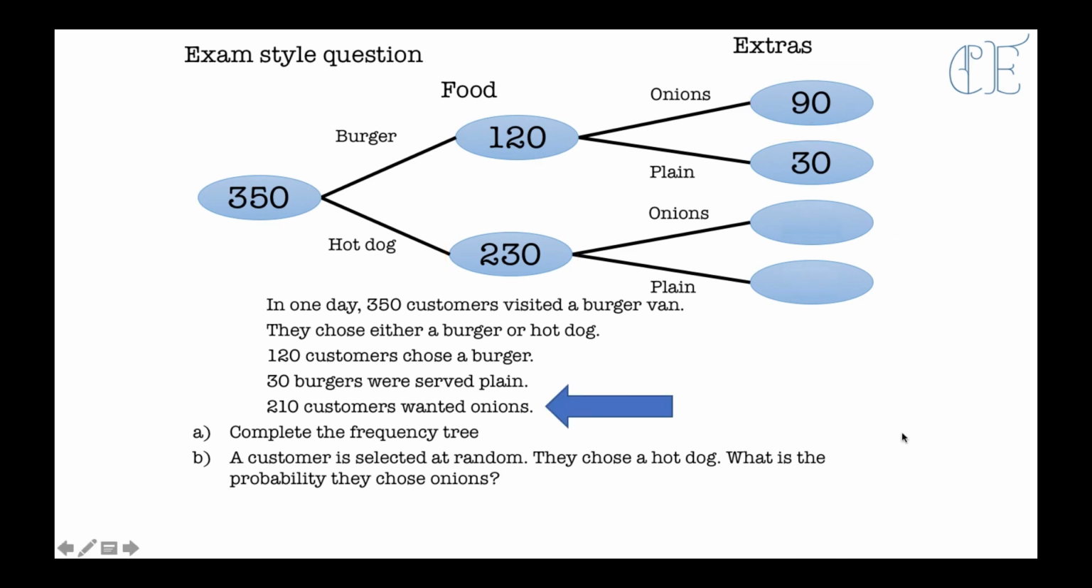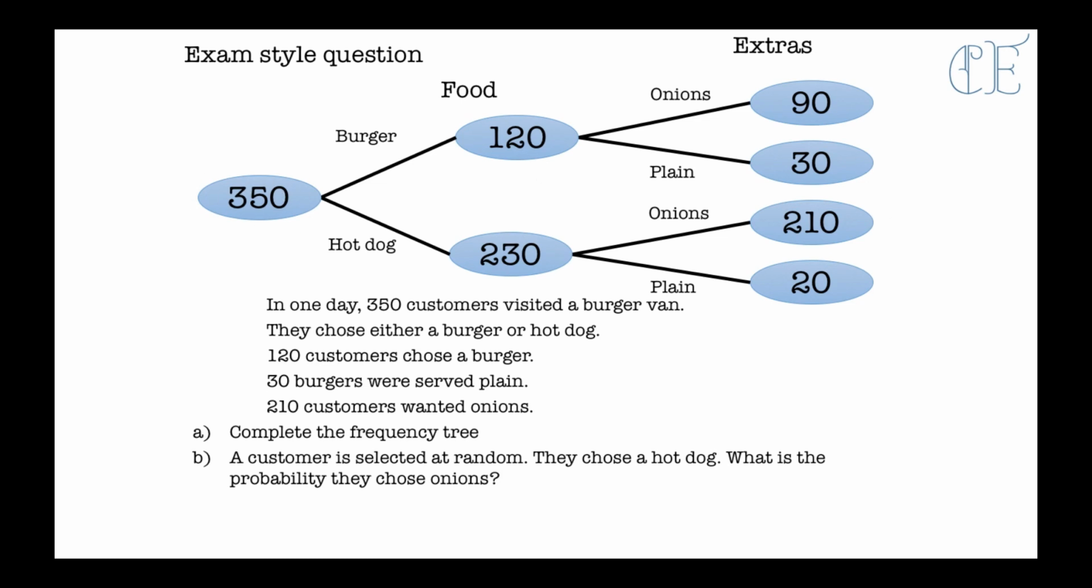Okay, so we know that it says that 210 customers wanted onions. So 210 customers, we can put that in there. And then all we need to do now is complete this last bit, which 210 up to 230 is 20. So we just need to put 20 in there. And what we can do is we can check. So 290, 300, 330, 350, which is perfect. So it adds up to 350, which means we've got it right.